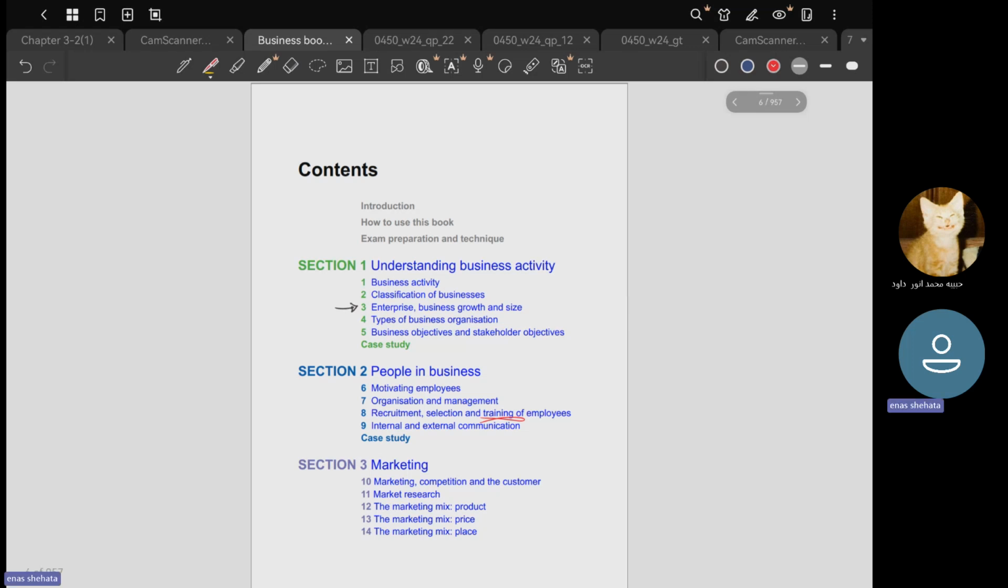Now, how to communicate with my workers? We have internal communication with my workers or external communication with customers, with government, anyone outside the business. So how to have effective communication with them, how to talk clearly and effectively with them. And the different ways of communication: you can communicate orally or verbally, or we have written communication or visual communication. So we will talk about many ways of communication.